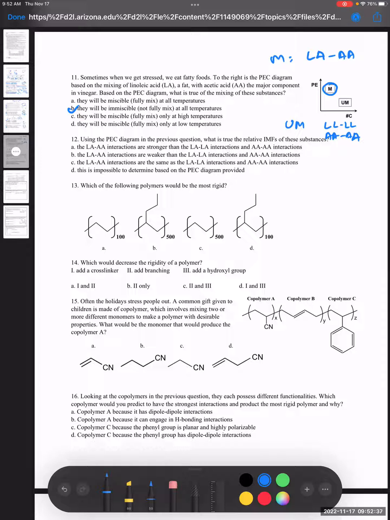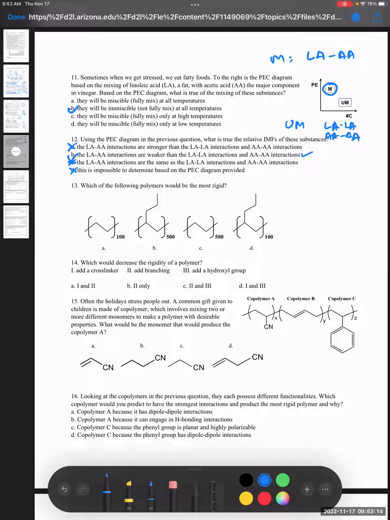Okay, let's read the options. LA, AA interactions are, no, that is not correct. Okay, this is the mixed state. LA interactions are weaker than LA. Okay. All right. Yeah, so this should be LA. Anyway, LA and AA interactions. That is correct. Option B is correct. LA, AA interactions are the same. No, this is impossible to determine. That is not correct. Okay, so option B is correct.